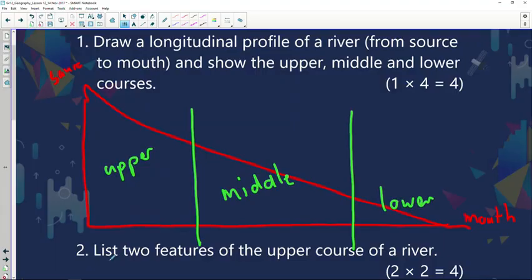Now list two features of the upper course of a river. Now what do we know? Look at the gradient, it's extremely steep. So it's got definitely lateral erosion taking place. And what we find over there? Waterfalls and rapids. So I just gave you actually three features over there.